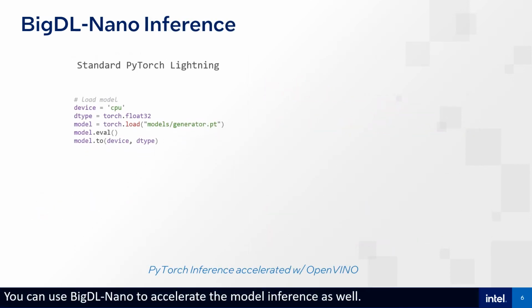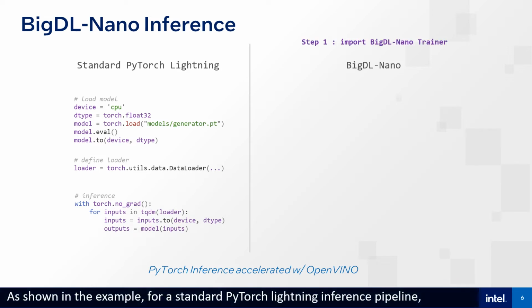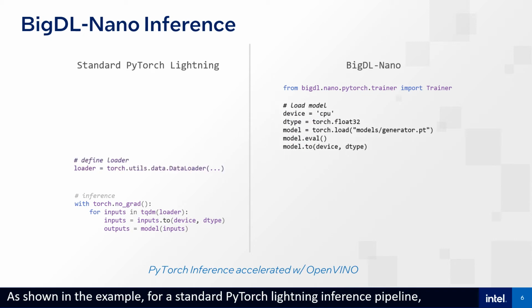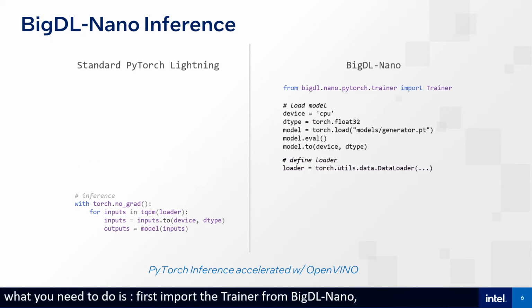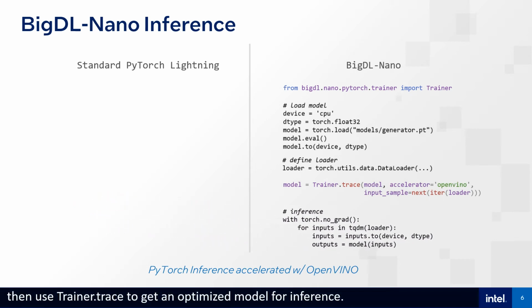You can use BigDL Nano to accelerate the model inference as well. As shown in the example, for a standard PyTorch Lightning inference pipeline, what you need to do is first import the trainer from BigDL Nano, then use trainer.trace to get an optimized model for inference. In this example, we use OpenVINO as the accelerator for trace.